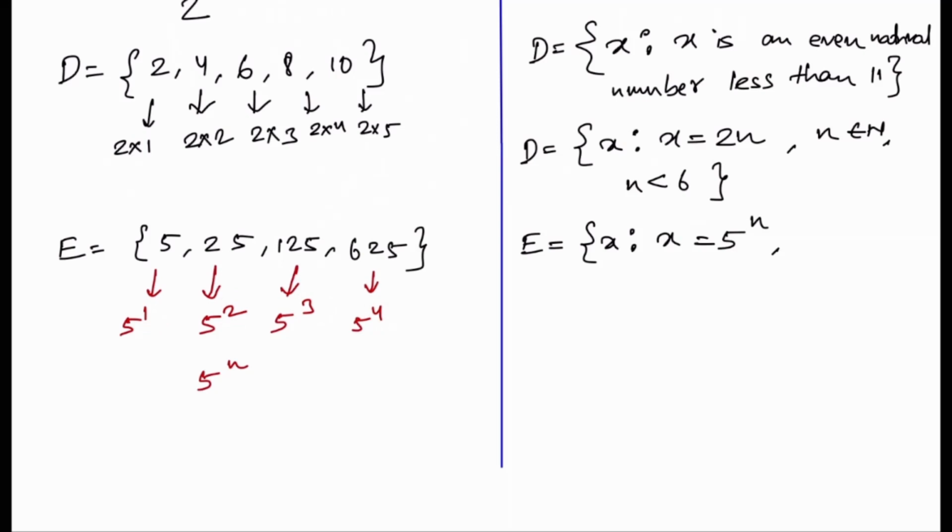Now see properly here, the n value is up to 4 and n is a natural number, because 1, 2, 3, 4 are natural numbers. So n is a natural number and n is less than 5. Okay. We can write this. So this is a set builder form for the given set.